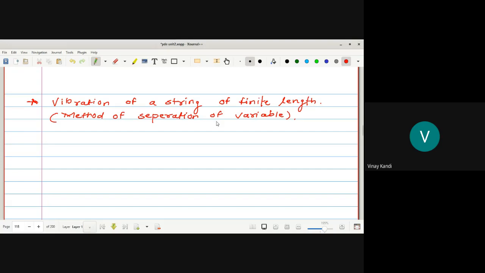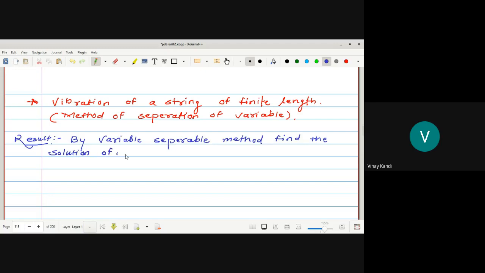Okay, x and t to one side. Look at here. The next question: by the variable separable method, find the solution of y double x is equal to 1 upon c square into y double t, where x is running between 0 to L, which means the length of the string is finite, and t is greater than 0.